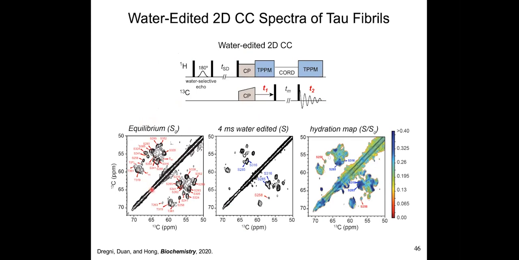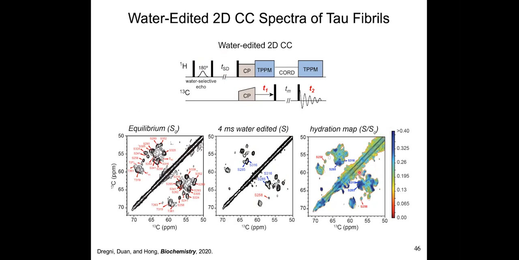When you look at the normal 2D CC spectrum, you have all the sites, you assign them, you've done the hard work, and then I go in and start the water selection, and then I give it a short mixing time. So I don't allow water to equilibrate and hydrate everything. I retain some heterogeneity, and the intensities are, of course, lower, but usually you can manage that. And when that's done, you can then look at the intensity ratio between the water-edited short mixing time spectrum versus the equilibrium spectrum. And then when you do that ratio, you basically get what we call a hydration map, where different residues have different degrees of hydration.